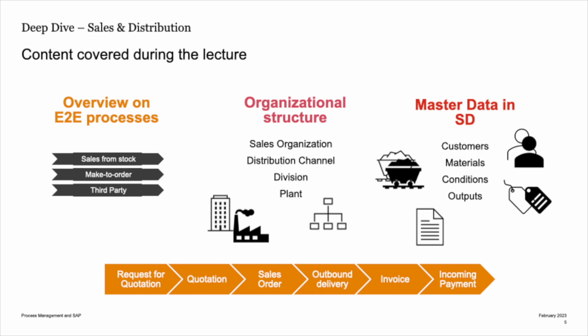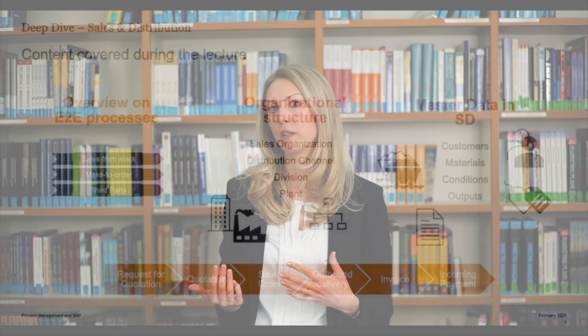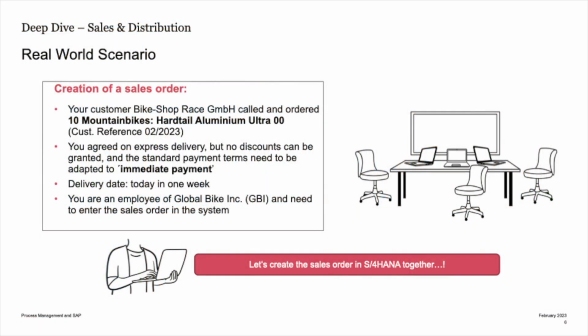During the lecture, we will first take a look at the end-to-end processes in sales and distribution. Once we have done that, we will take a closer look at the organizational structure, with organizational units like sales organization, distribution channel, division and plant. After that, we are ready to create master data in the S/4HANA system: customer masters, material masters, price conditions and output conditions. Once we have the master data, we can start creating an end-to-end process, starting, for example, with a quotation or directly with a sales order, and we will finish the process with the incoming payment of the customer. So let's look at a real-world scenario in the sales and distribution module.